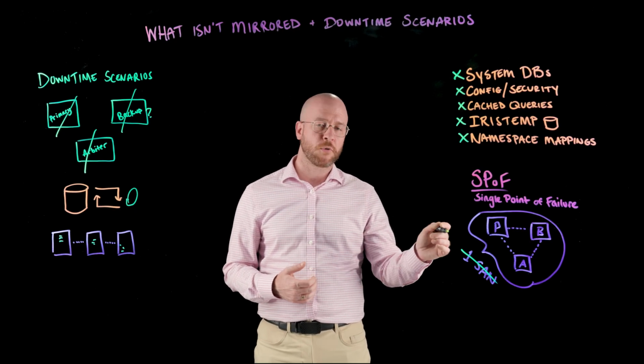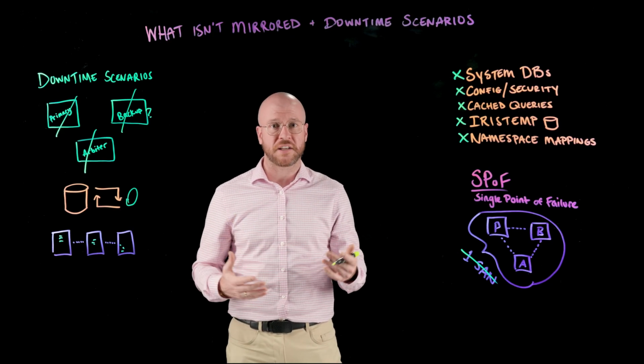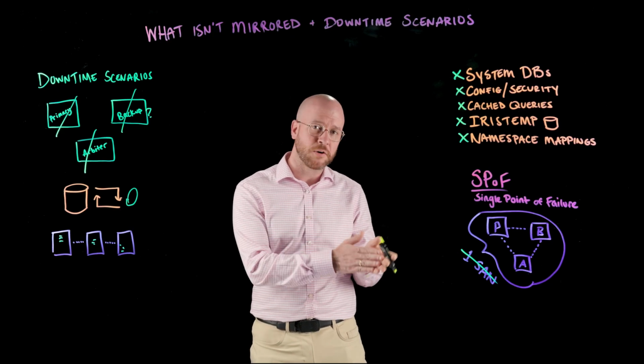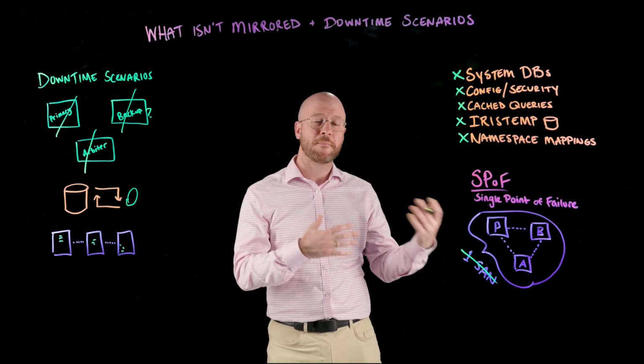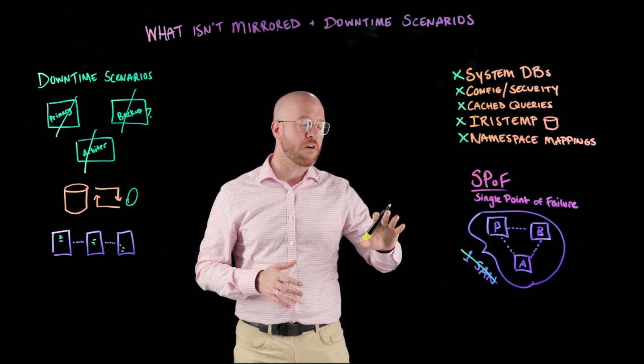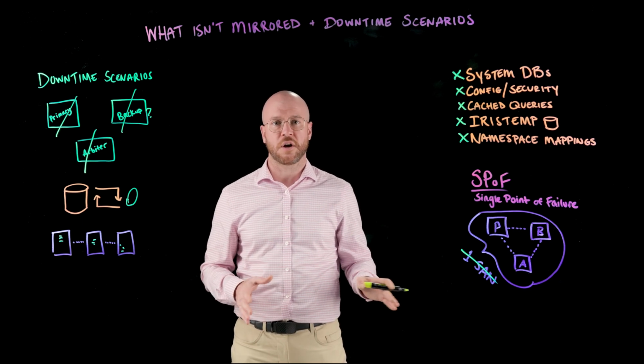So single points of failure, and this is one example, but anywhere in your architecting of a plan that you find a single point of failure, you want to make sure that you steer clear of those, because mirroring in many ways does a great job of avoiding single points of failure, but they can still occur in various parts of the architecture.